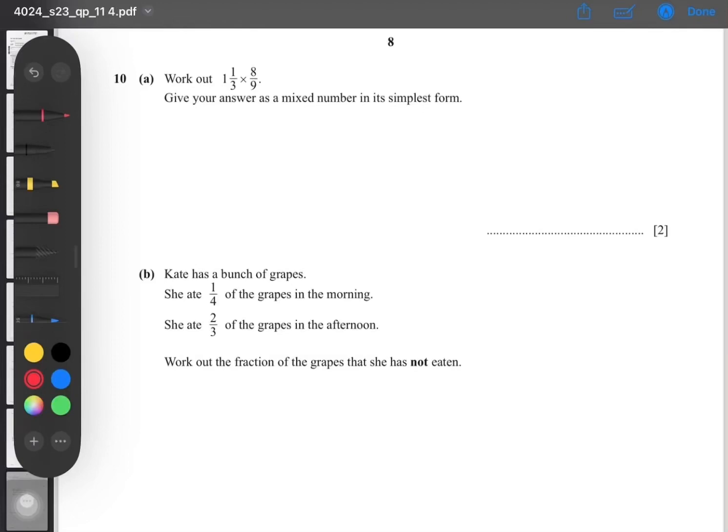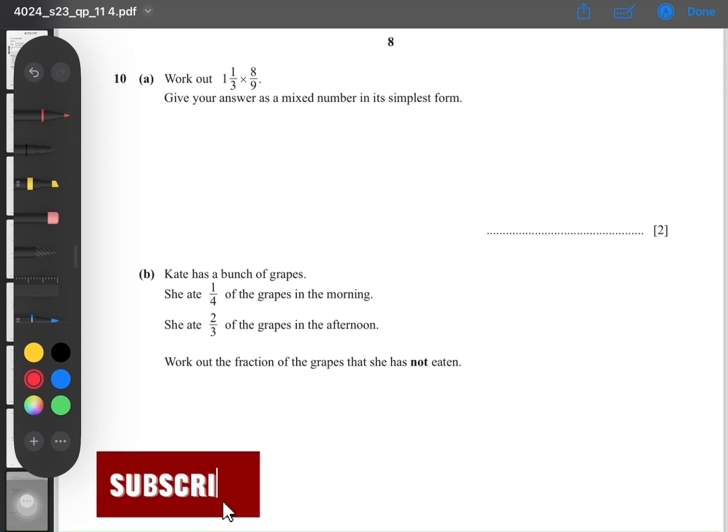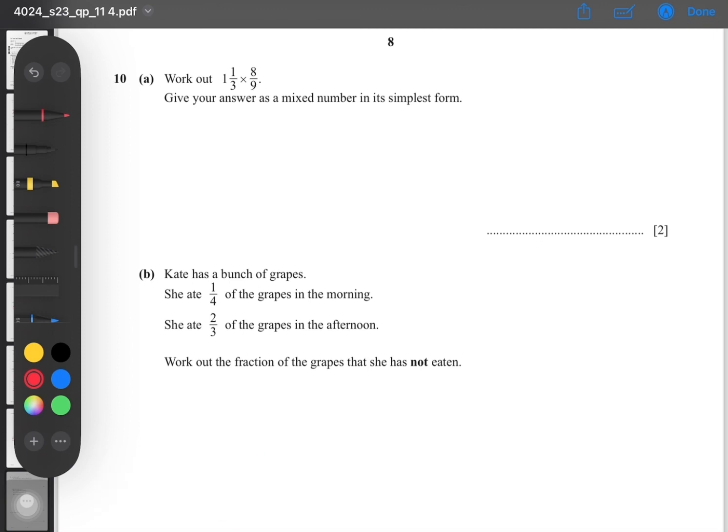Question number 10. A. Work out 1 whole 1 over 3 multiplied by 8 over 9. Give your answer as a mixed number in its simplest form. So if you see it carefully, this is a mixed number. So I'll convert it into a fraction first. So I'm going to do multiplication and plus. So it will be 3 times 1 plus 1 equals 4 over 3 multiplied by 8 over 9.